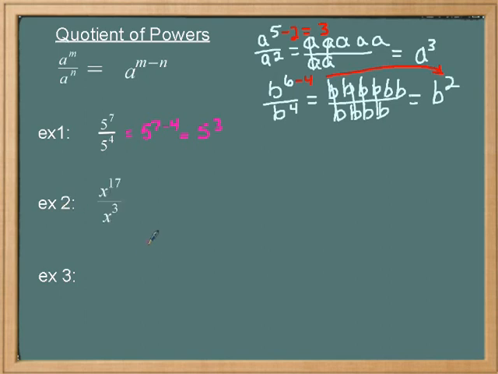Next one, x to the 17 over x to the 3rd. Again, I don't have to draw all these out anymore. I can just go ahead and use the rule. If I have x to the 17th and I subtract the 3, my final answer is x to the 14th. Another way I like to look at this is I have 17 x's up and 3 x's down. I have more x's up than down by how many? And the answer is 14.